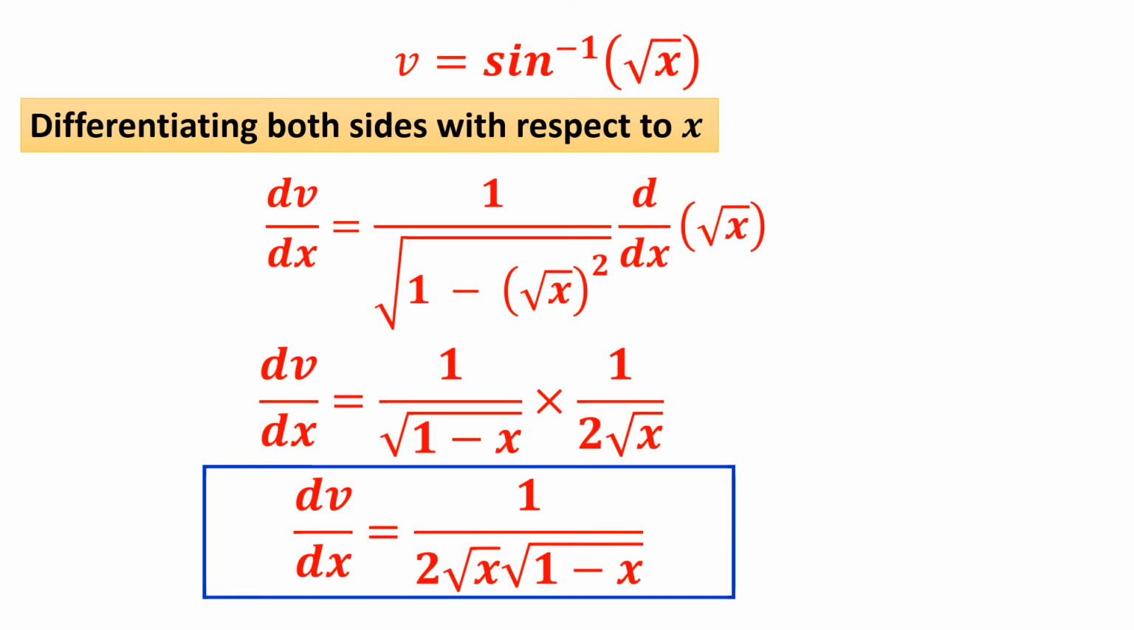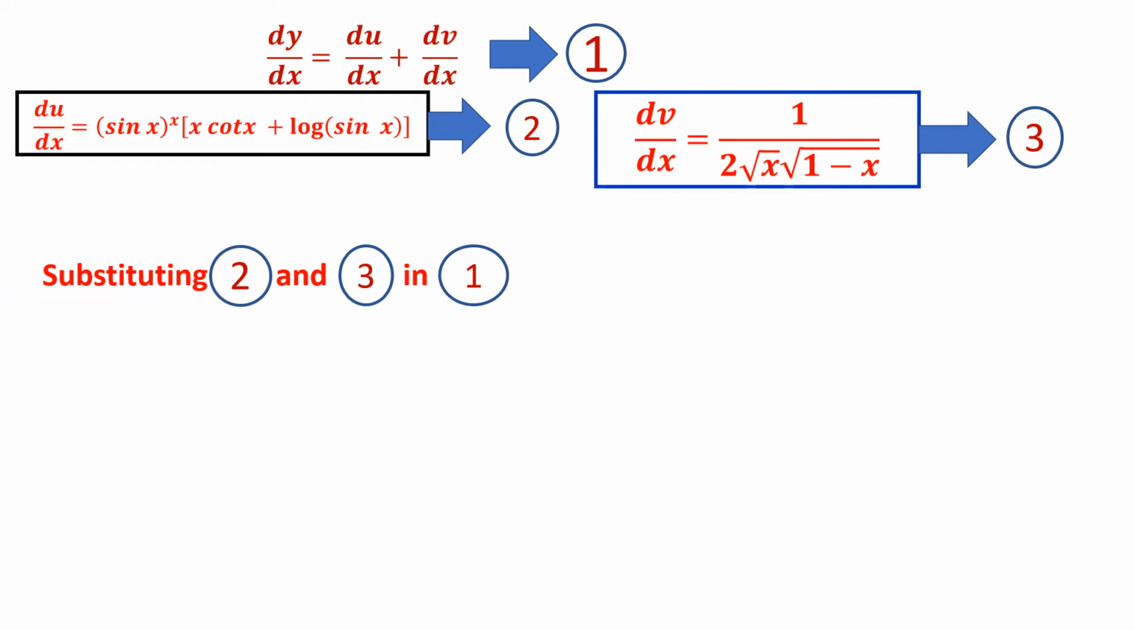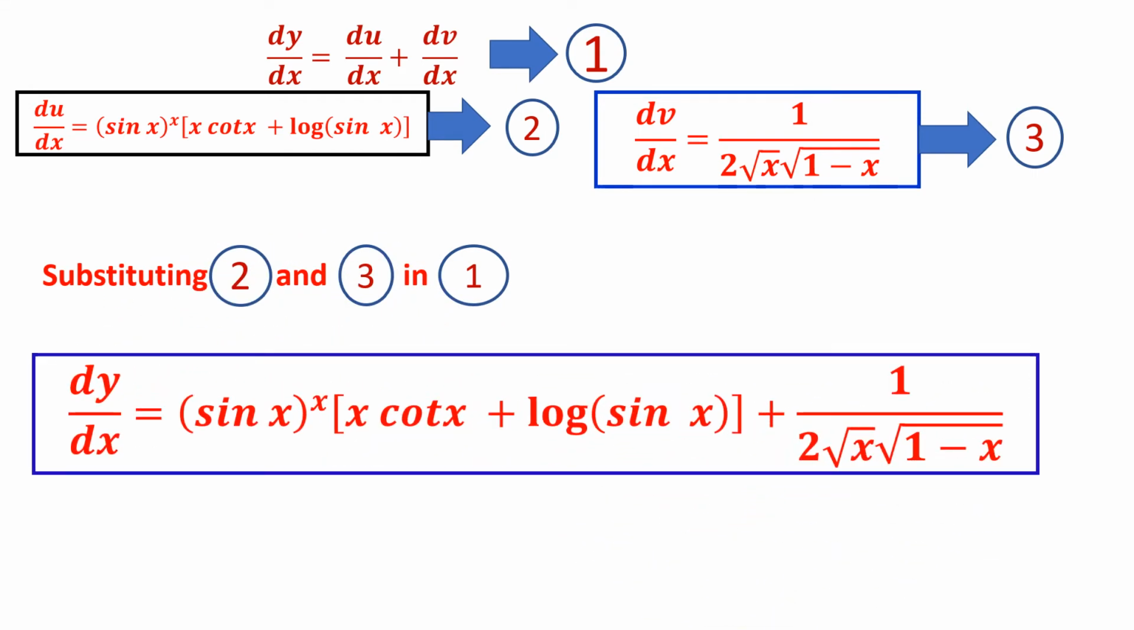This is the differentiation of v. We call it dv by dx, equation number 3. Now we have found du by dx and dv by dx. Let us move on to dy by dx, given by du by dx plus dv by dx, that is equation 1. Put equations 2 and 3 in equation 1. Simply write the first term plus the second term. Therefore dy by dx is sin x whole power x into x cot x plus log sin x, plus 1 by 2 root x into root 1 minus x.